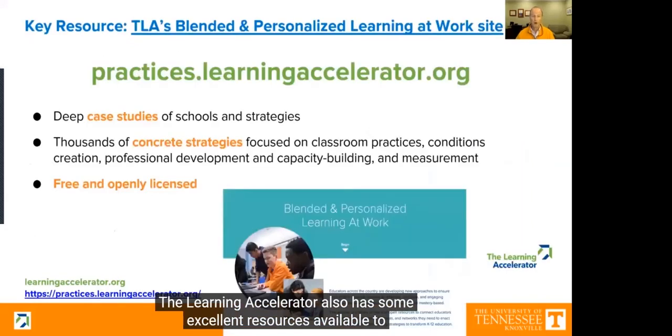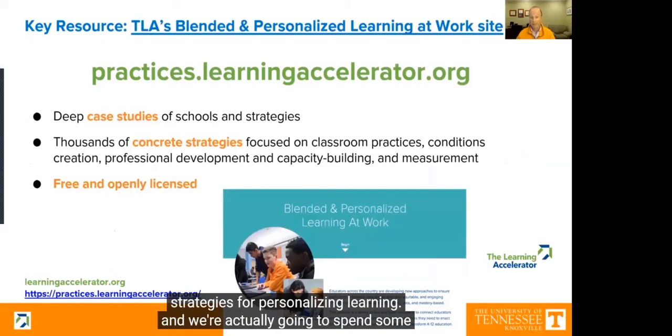The Learning Accelerator also has some excellent resources available to everyone for free on its website, including case studies and specific strategies for personalizing learning. And we're actually going to spend some time there on the Learning Accelerator's website, which is on your slide here, for the next few minutes.